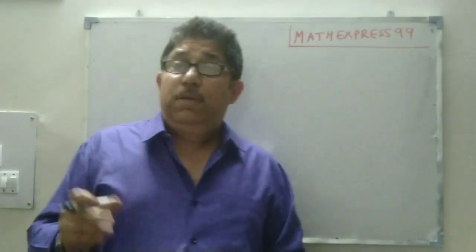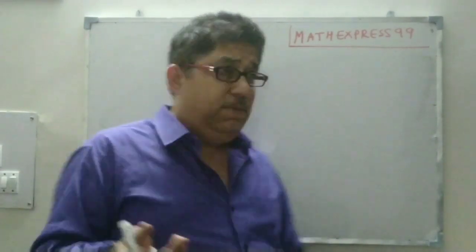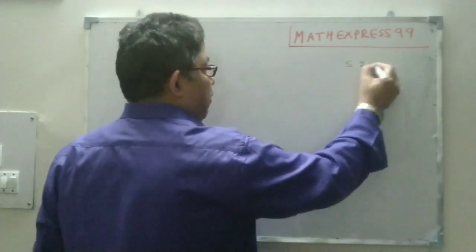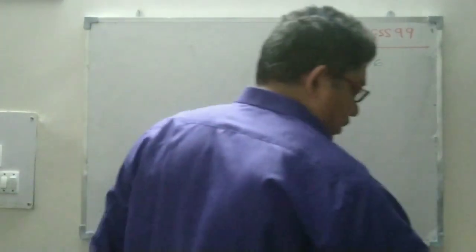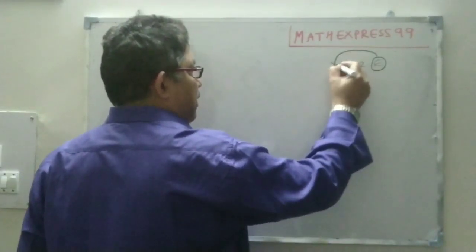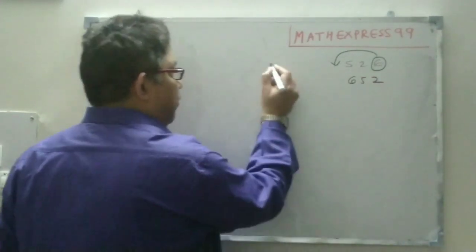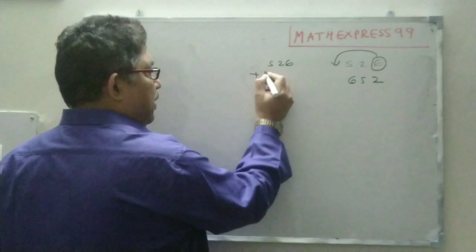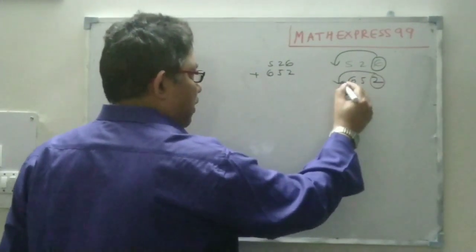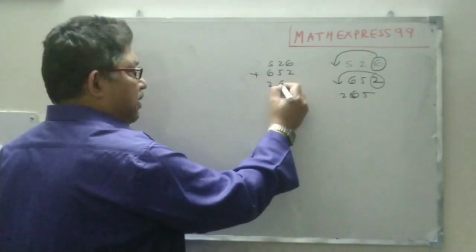Now coming to one more thing about these 3-digit numbers, let's have a look. Suppose I write any 3-digit number, say 526. Now what do I do? I bring this 6 in front, so it becomes 652. So first number was 526, second number is 652. Now I bring this number here, it becomes what? 265. So I take this number 265.